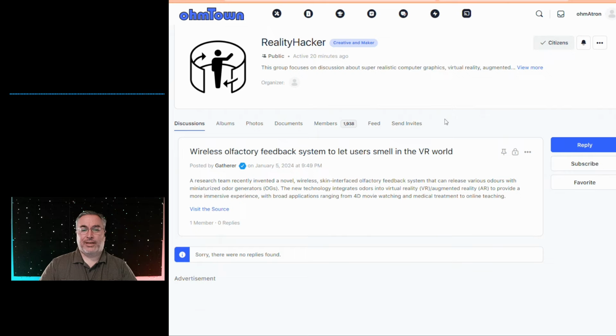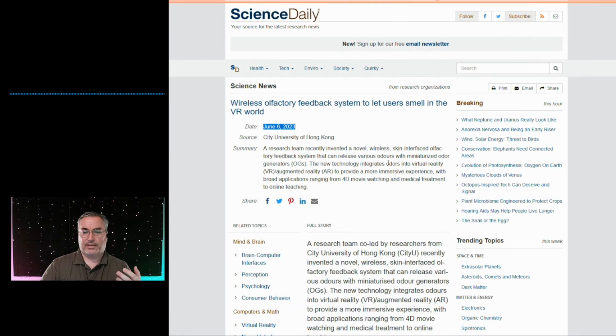The next article is over in Reality Hacker as well. Wireless olfactory feedback system to let users smell in the VR world. This is actually an older article as well. We've talked about this before over in ohmTown Daily. But a research team had invented a novel wireless skin interfaced olfactory feedback system that can release various odors with miniaturized odor generators. It actually is a kind of bulky device based on what I remember, but I haven't looked at this article if it has anything.